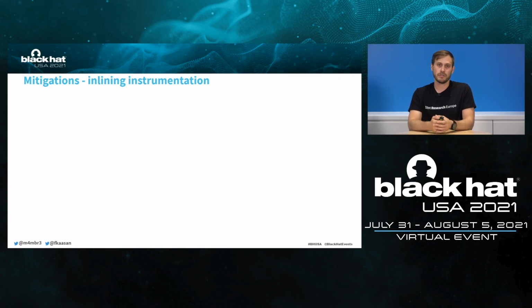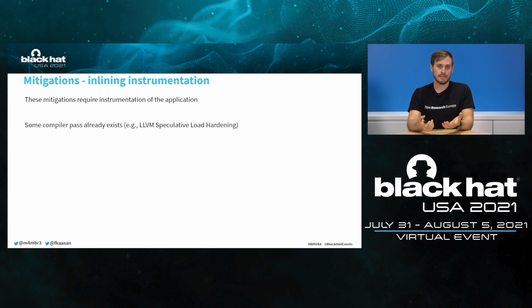One set of mitigations is instrumentation of the application that we want to protect. There are already compiler passes that help the user to instrument the application against Spectre. For instance, we have the LLVM speculative load hardening. The problem with this type of approach of inlining defenses is that there is always a hard trade-off between coverage and overhead.